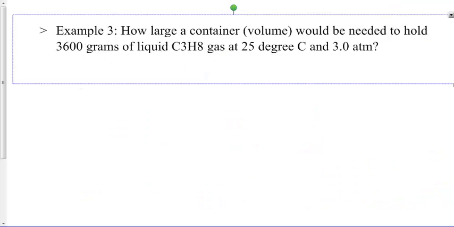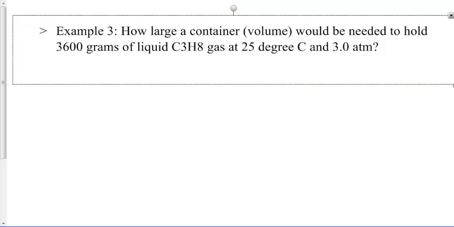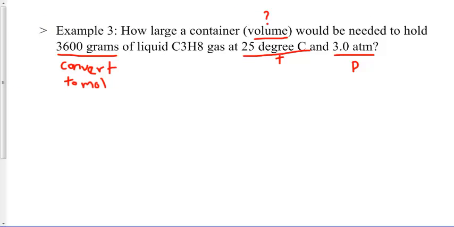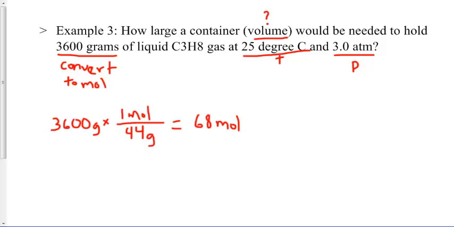All right, let's look at example 3. Try it on your own first. See anything unusual there? Okay, we're looking for volume this time. We have temperature and pressure, and we have grams. Again, grams is not part of our equation. However, grams and moles are easy to convert between. So if you have that 3,600 grams, you can convert that into moles. The GFM 44 came from the C3H8, so that's 12 times 3, 1 times 8, so 36 and 8 is 44.